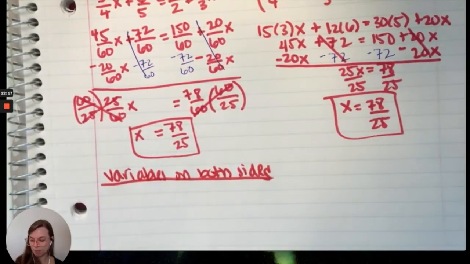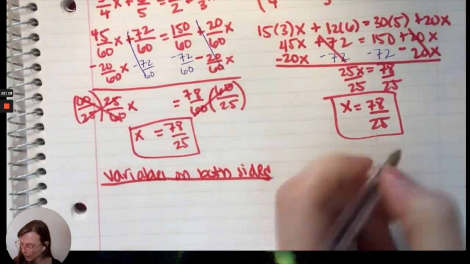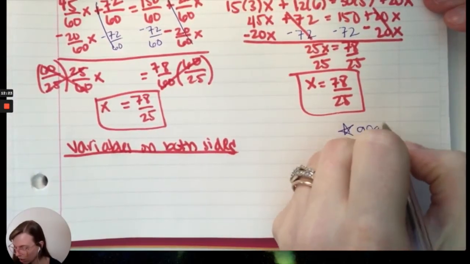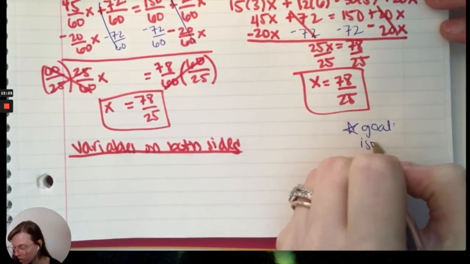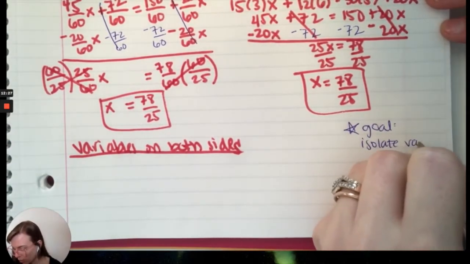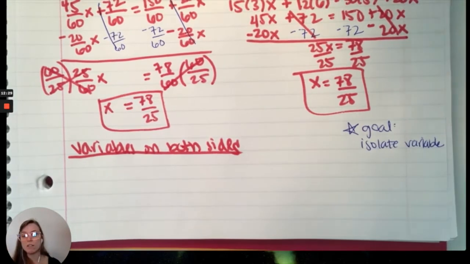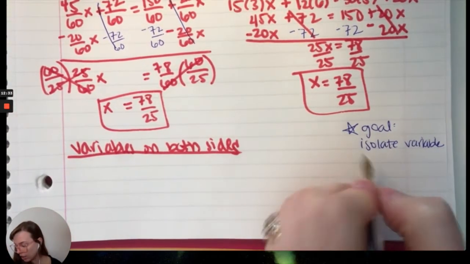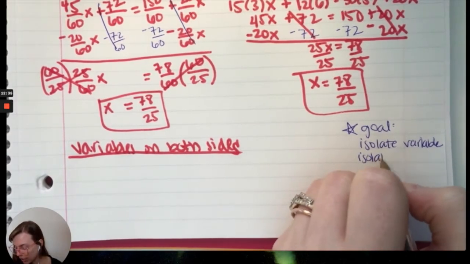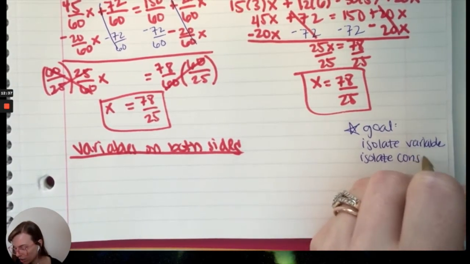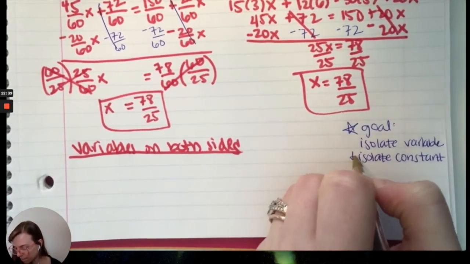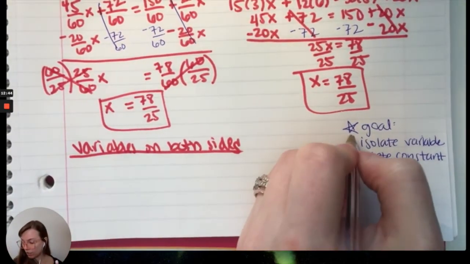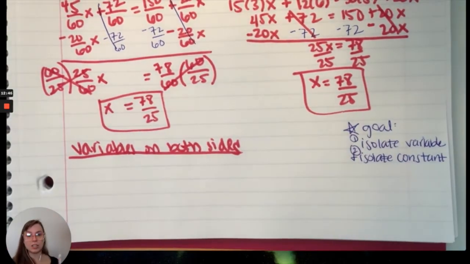I'm going to write this in pen. Okay, so with variables on both sides, our goal is still to isolate the variable, which means the variable has to be on one side. It can be the left-hand side, it can be the right-hand side, which then means we also need to isolate the constant. So the constant has to go on the opposite side. I typically do the variable first, and I do the constant second.